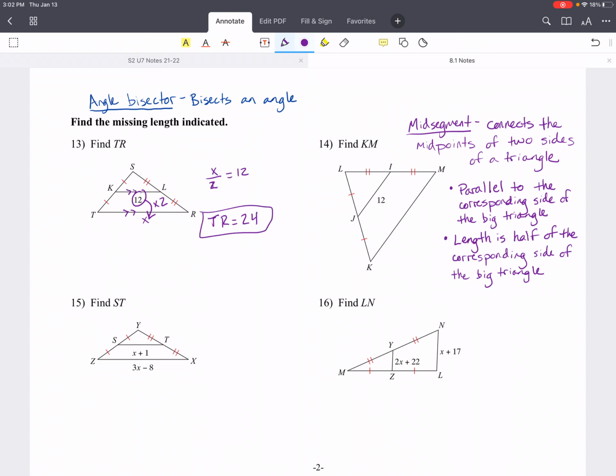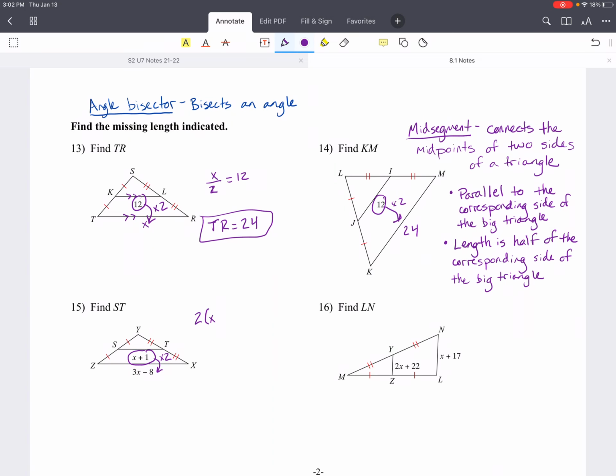That's it. We do the same thing. Hey, look, it's also 12, so we times it by 2. We get 24. If I was doing it with an equation, here's the smaller one. We got to double it to get to the big one. So we know 2 times x plus 1 is 3x minus 8. 2x plus 2 is 3x minus 8. And now we're just going to solve for x. X is equal to 8. We're not finished because we were asked to find ST. So if x is 8, 8 plus 1 is 9.